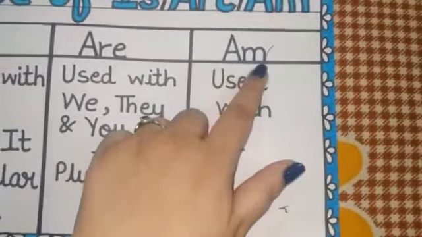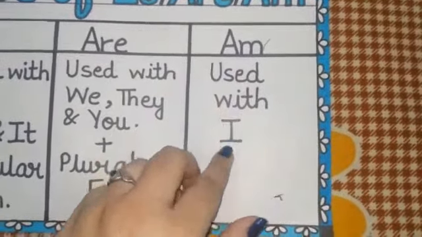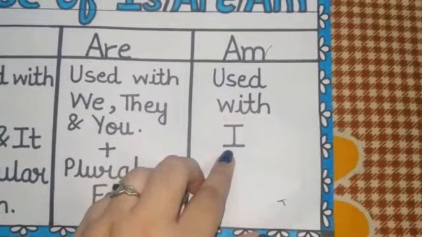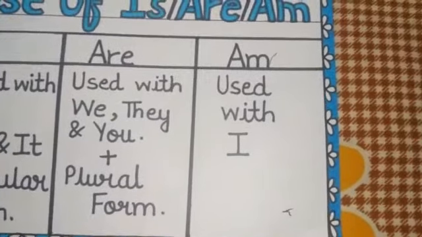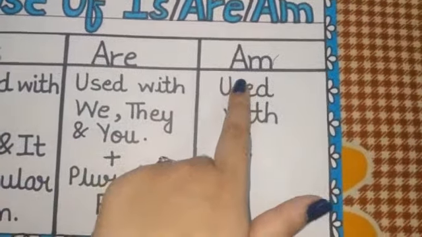Next we have am. Am is used with I. Am is always used with I. Whenever we start any sentence with I, we use am with it.